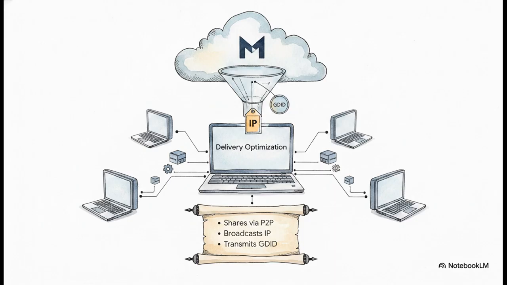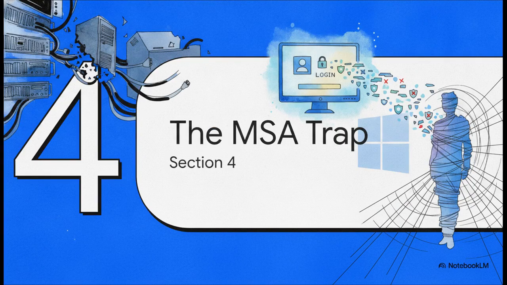It's essentially packaging up your exact network location and your identity with a neat little bow and handing it over, completely blowing up any network anonymity you thought you had going on. Okay. Up to this point, we've only been talking about stuff happening way down at the bare metal network layer. But let's shift gears to Section 4, the Microsoft Account Trap. Because things change dramatically the second you actually sign into Windows as a user.